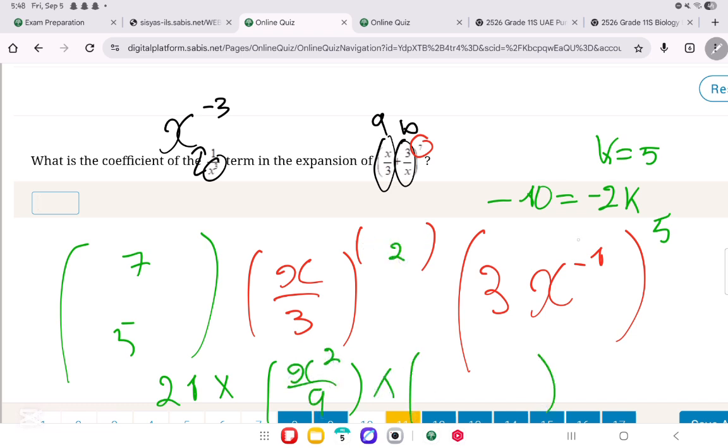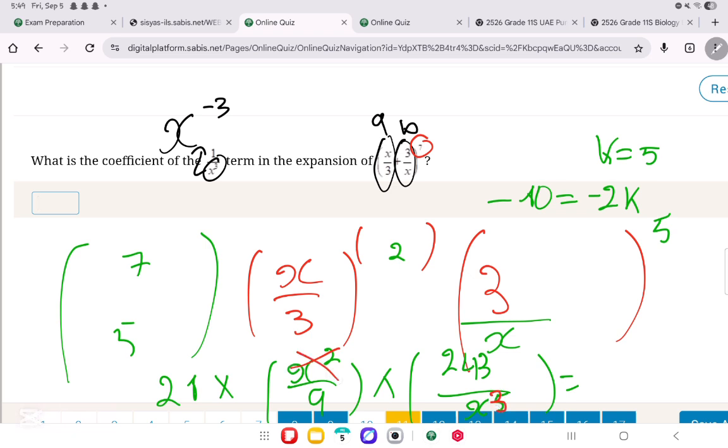Here I forgot to return it back to normal. Always return it back to normal. So 3 to the power of 5. What's 3 to the power of 5? It is 243 over x to the power of 5. Now we solve it, okay? Here, x squared and x to the 5, the x squared will go and the x to the 5 will become x cubed.